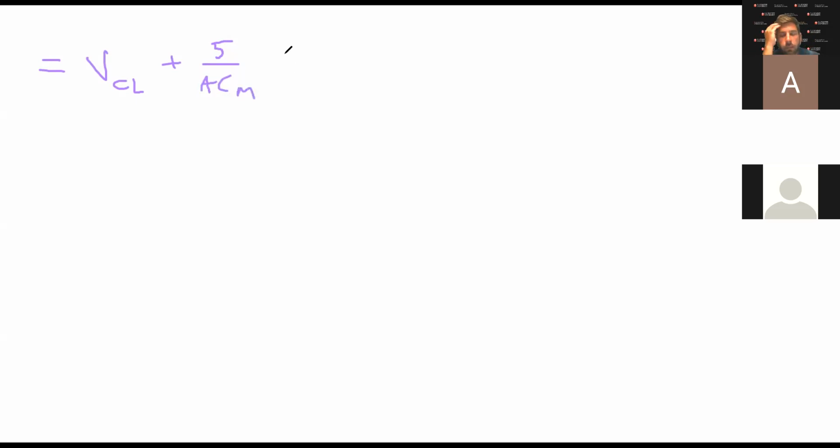Now, of course, if you want to make your life easier, you could replace C sub M with 1, but I would ask you to be a little braver and keep your parameters as parameters until you go and solve the actual solution. But that's up to you.